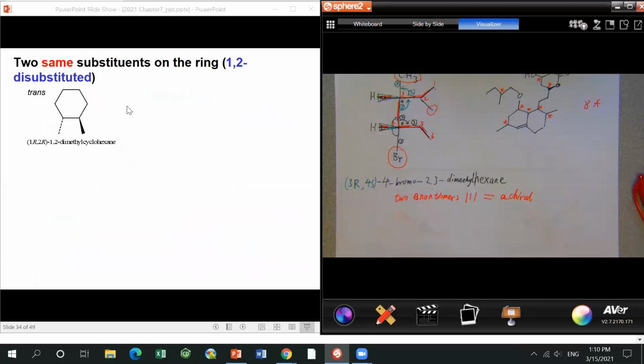Now if we move to trans-1,2-dimethylcyclohexane, that's trans, so one wedge, one dash, one going up, one going down. This one definitely has no symmetry plane, because one is going up, one going down.